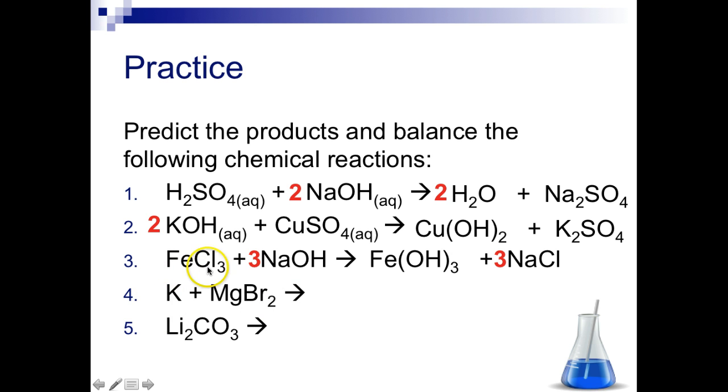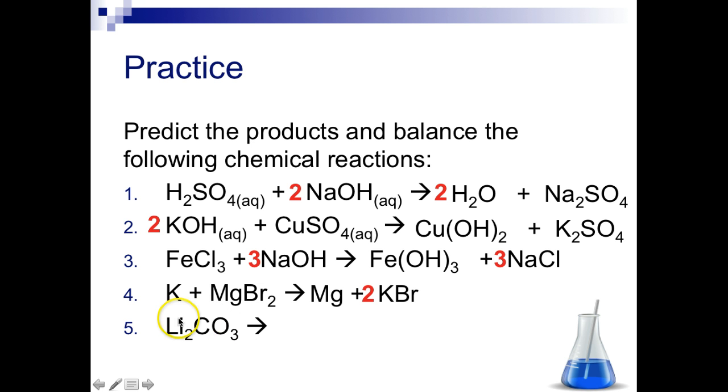This is going to undergo a single replacement because we have an element and a compound. So the K is higher than Mg on the table, so K is going to be able to come in and kick Mg out. So we're going to have Mg plus KBr. And when we balance, we have to put a 2 in front of KBr.